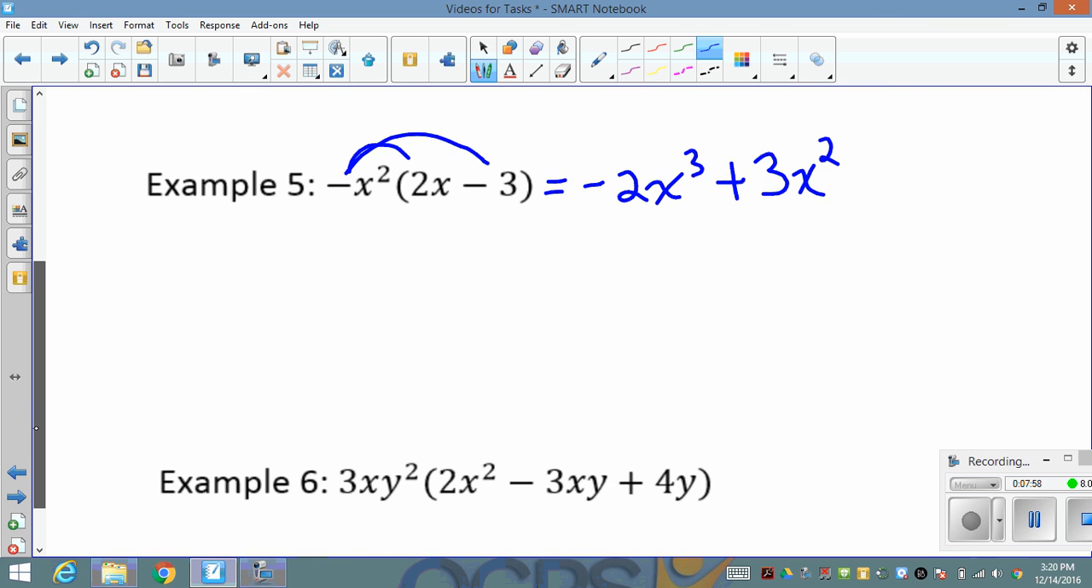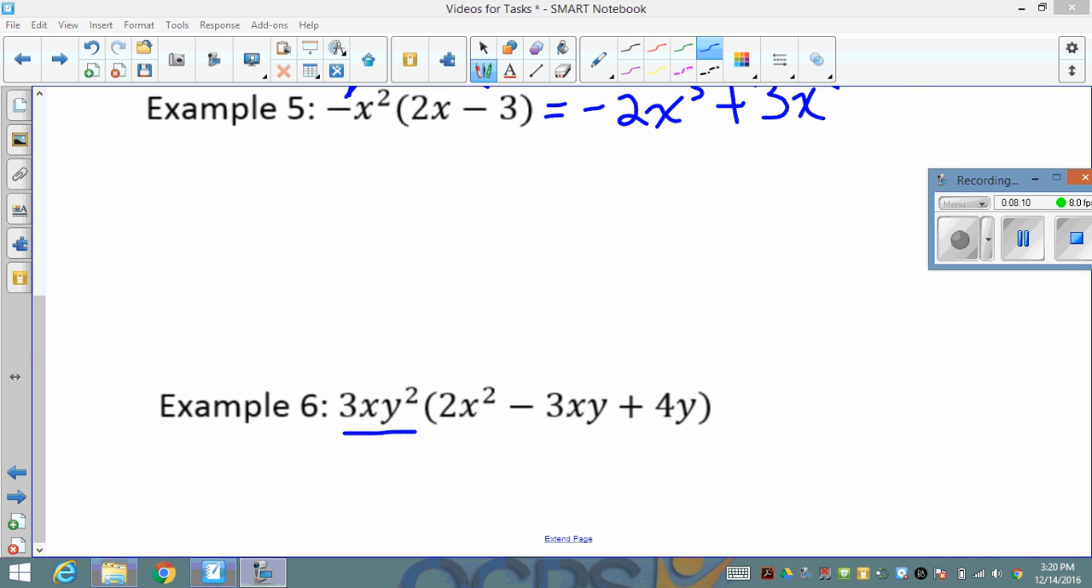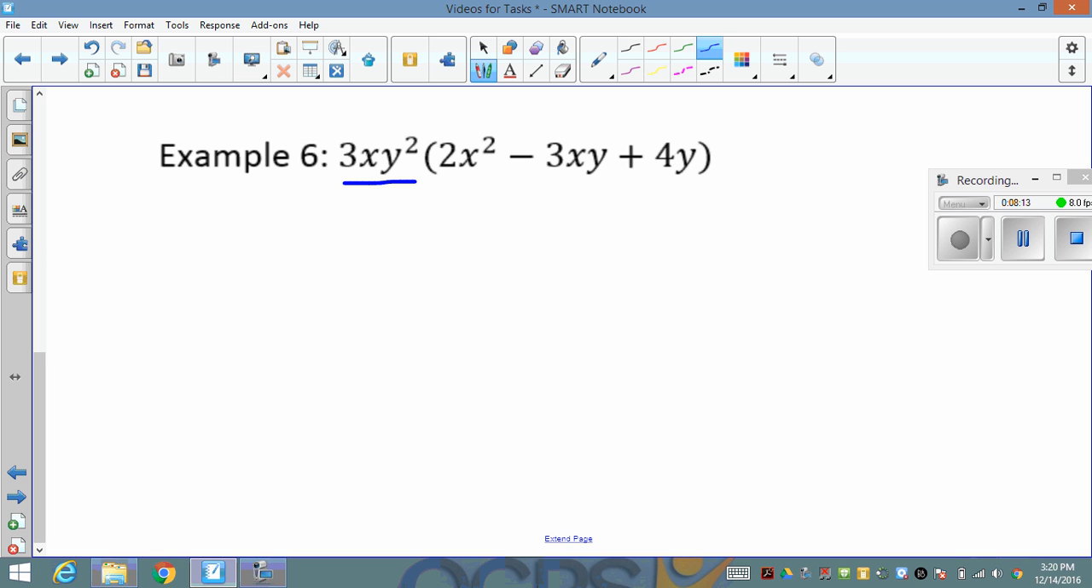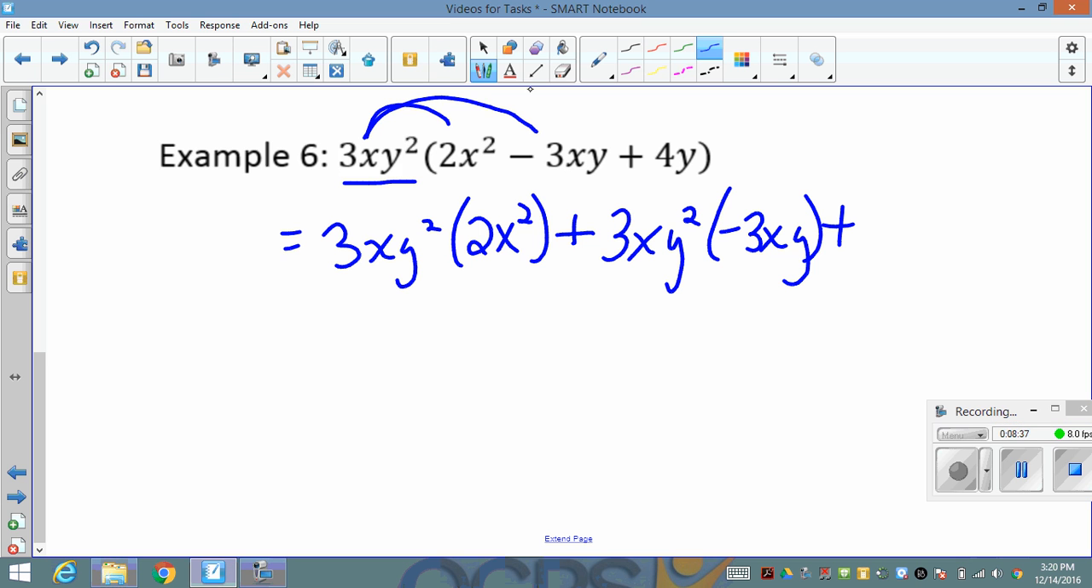And we are quickly going to do example 6. In example 6, we are distributing a nasty looking monomial there, but we're going to take it one thing at a time. In fact, this one I'm going to write out that middle step for. So I'm going to do 3xy squared times 2x squared plus 3xy squared times negative 3xy plus 3xy squared times 4y.